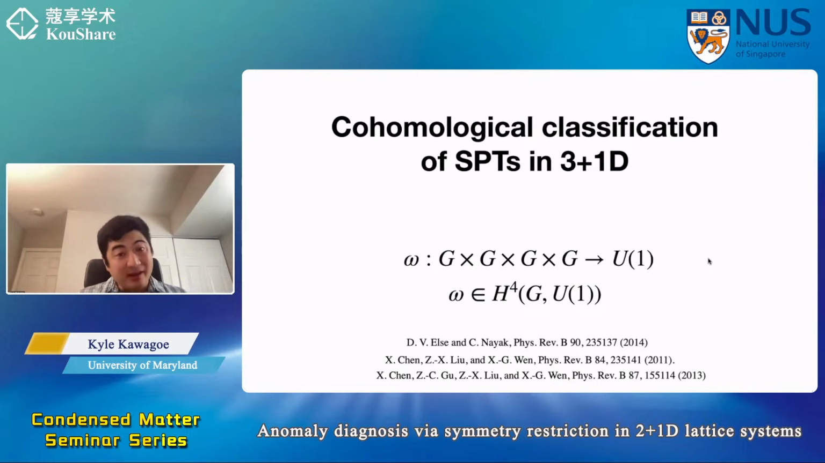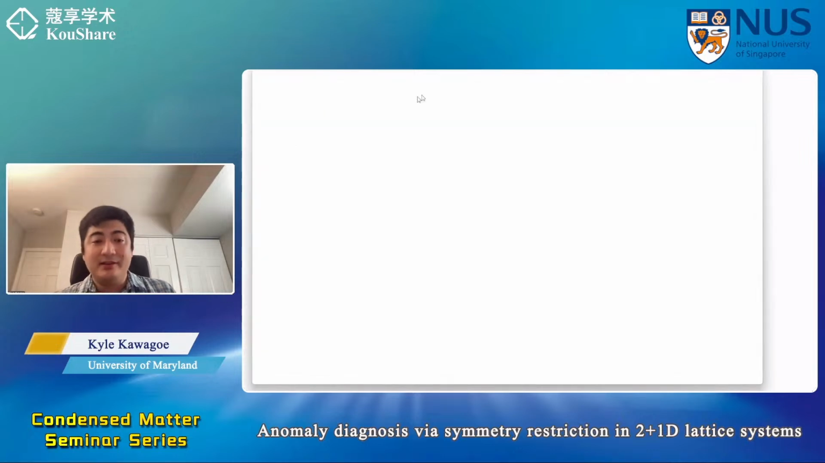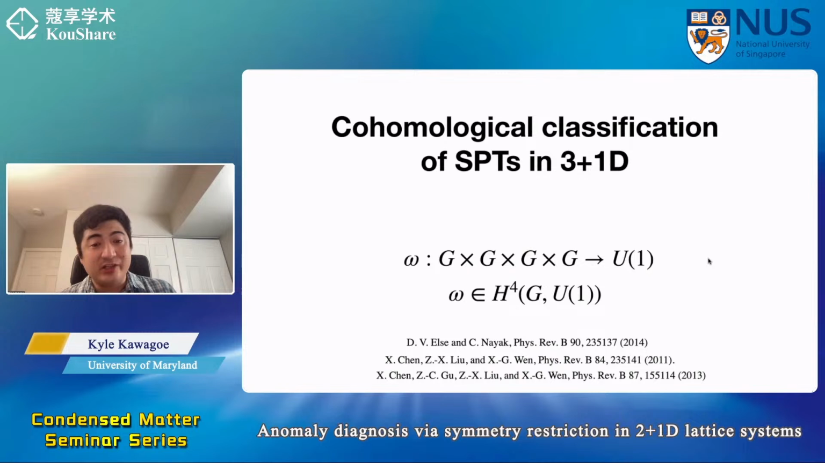So within the cohomological classification of SPTs, if you don't know group cohomology, that's fine. But the general idea is that there's some function. So say G is your symmetry group. There's some function, omega, which takes in four elements of the symmetry group and spits out a complex phase, so something living in U(1). And these different SPTs, at least within the cohomological classification, are completely characterized by this function.